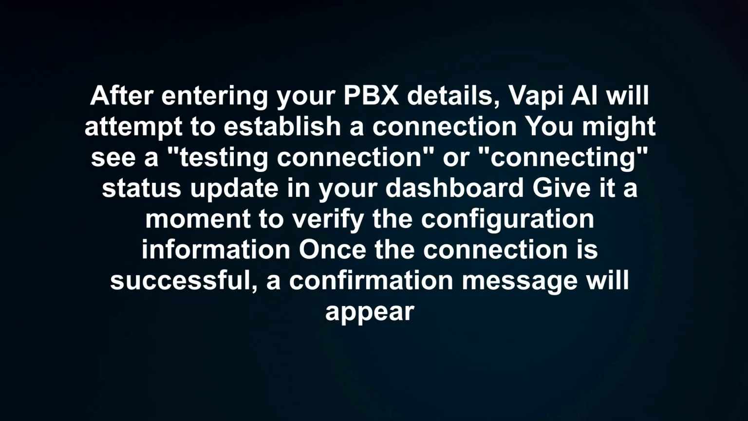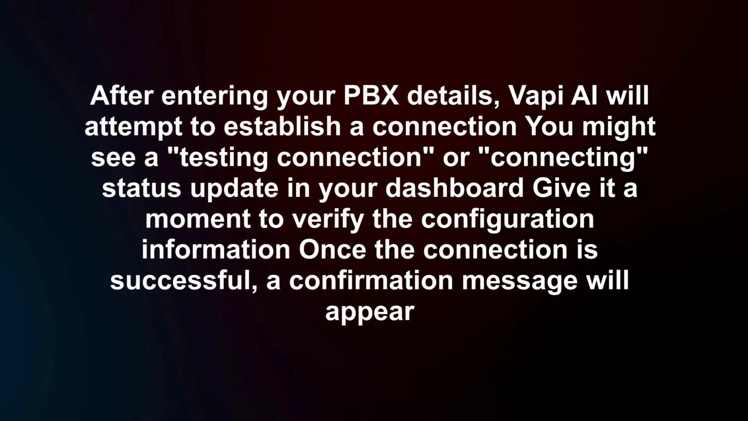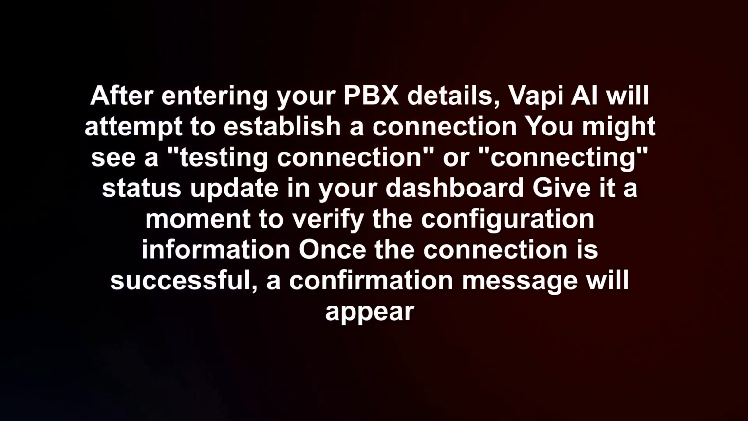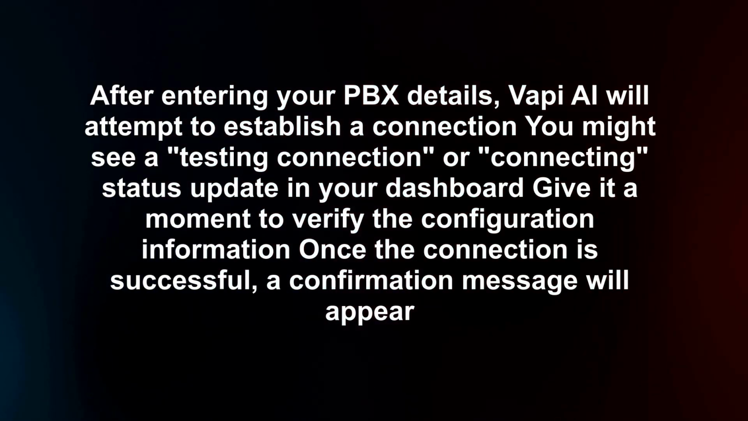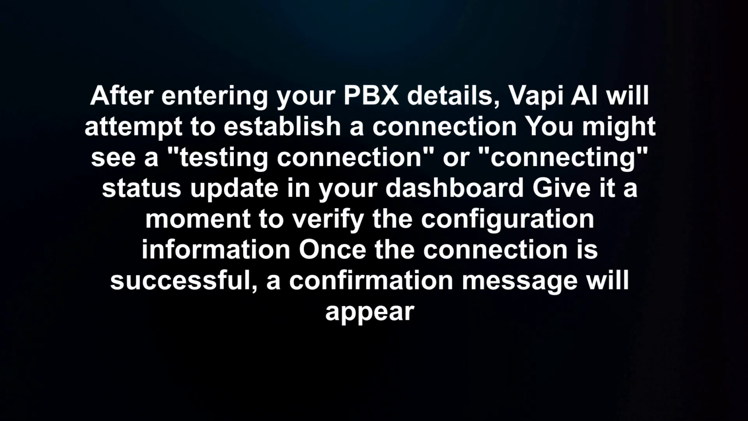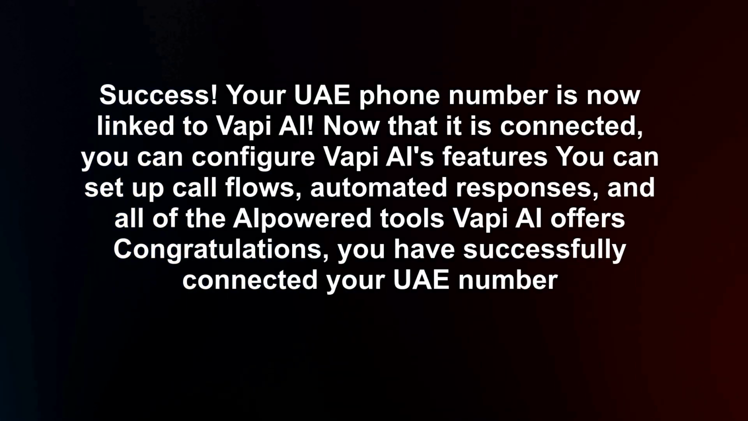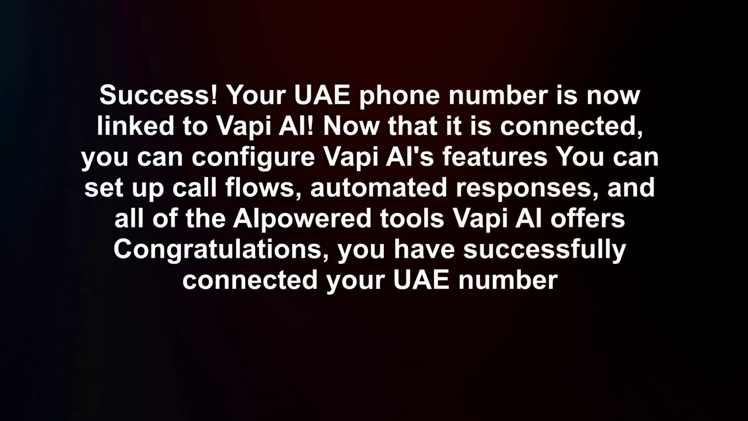After entering your PBX details, Vapi AI will attempt to establish a connection. You might see a "testing connection" or "connecting" status update in your dashboard. Give it a moment to verify the configuration information. Once the connection is successful, a confirmation message will appear. Success! Your UAE phone number is now linked to Vapi AI.